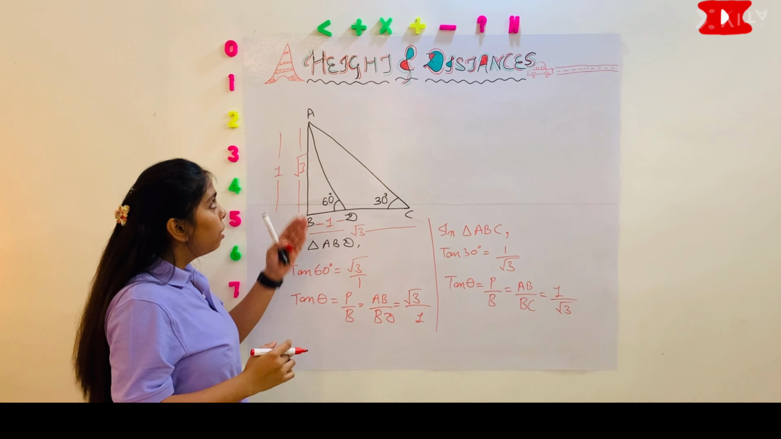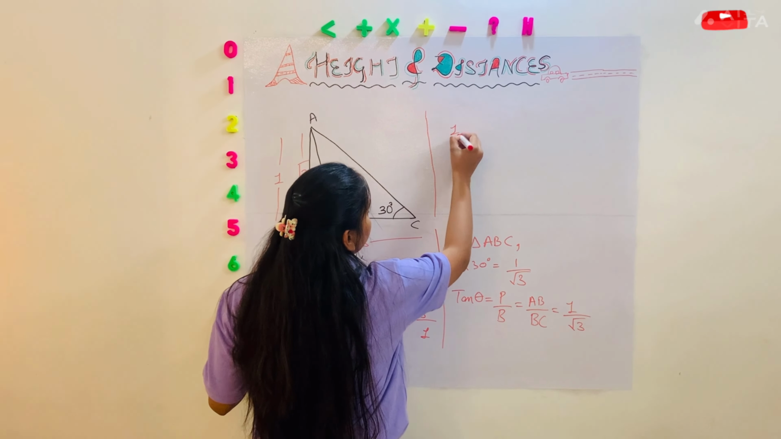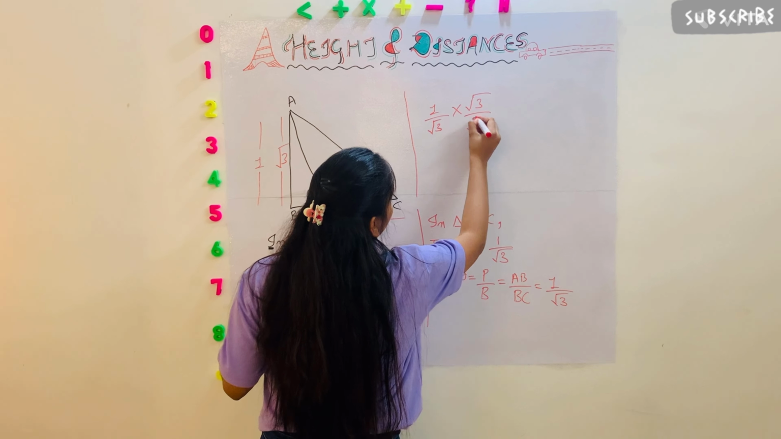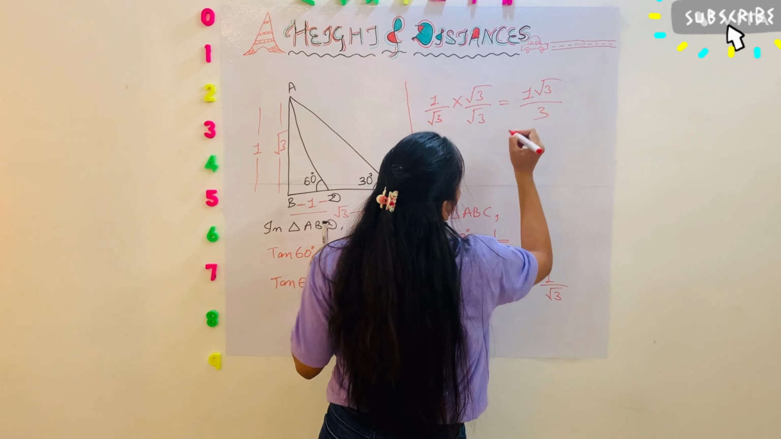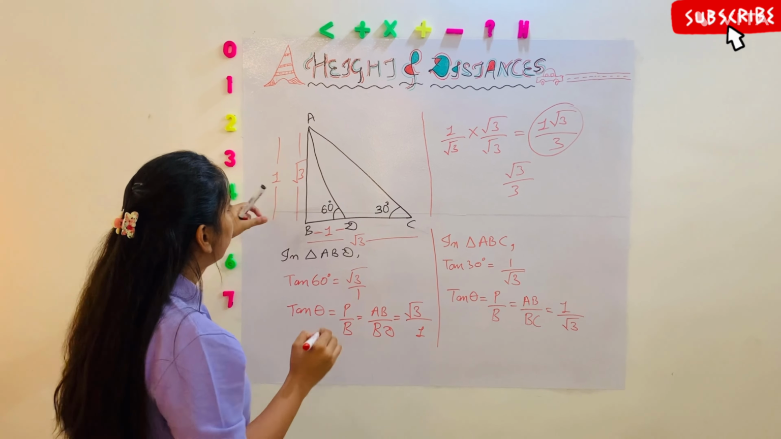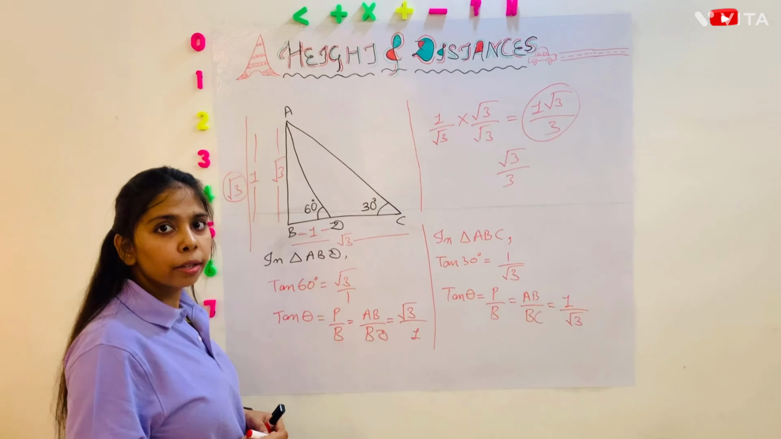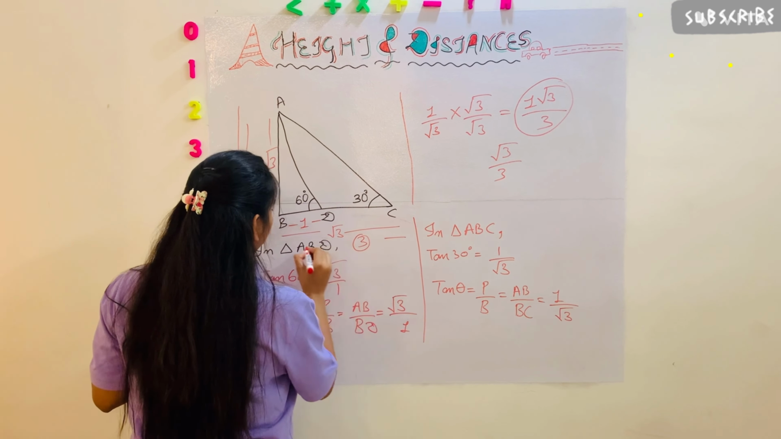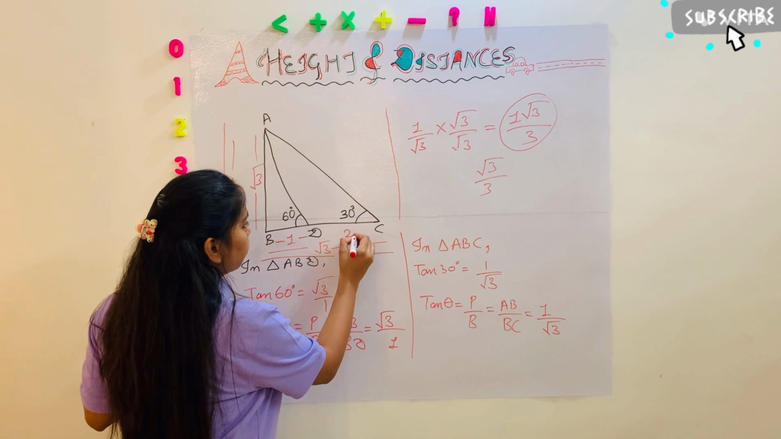So we will get the same value of AB. We have to rationalize it. In triangle ABC, 1 by root 3 multiplied by root 3 by root 3 will give 1 under root 3 divided by 3, which is equal to under root 3 by 3. So the value of AB is equal to under root 3, and the value of BC is equal to 3. So the value of DC is 3 minus 1, which is equal to 2.